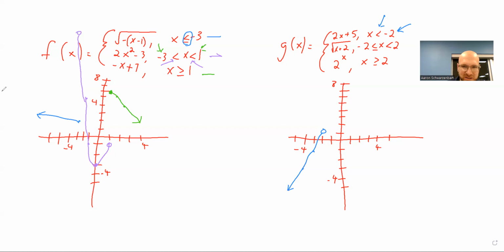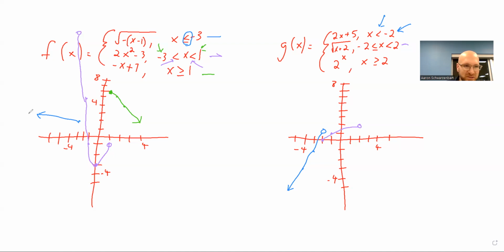My next one right here is a square root. It's shifted right 2. No, left 2. Shifted left 2. And ends at 2 with an open circle. So 2, I want to plug this in. 2 plus 2 is square root of 4. That is 2. So it ends at the point 2, 2. Ends with an open circle here.